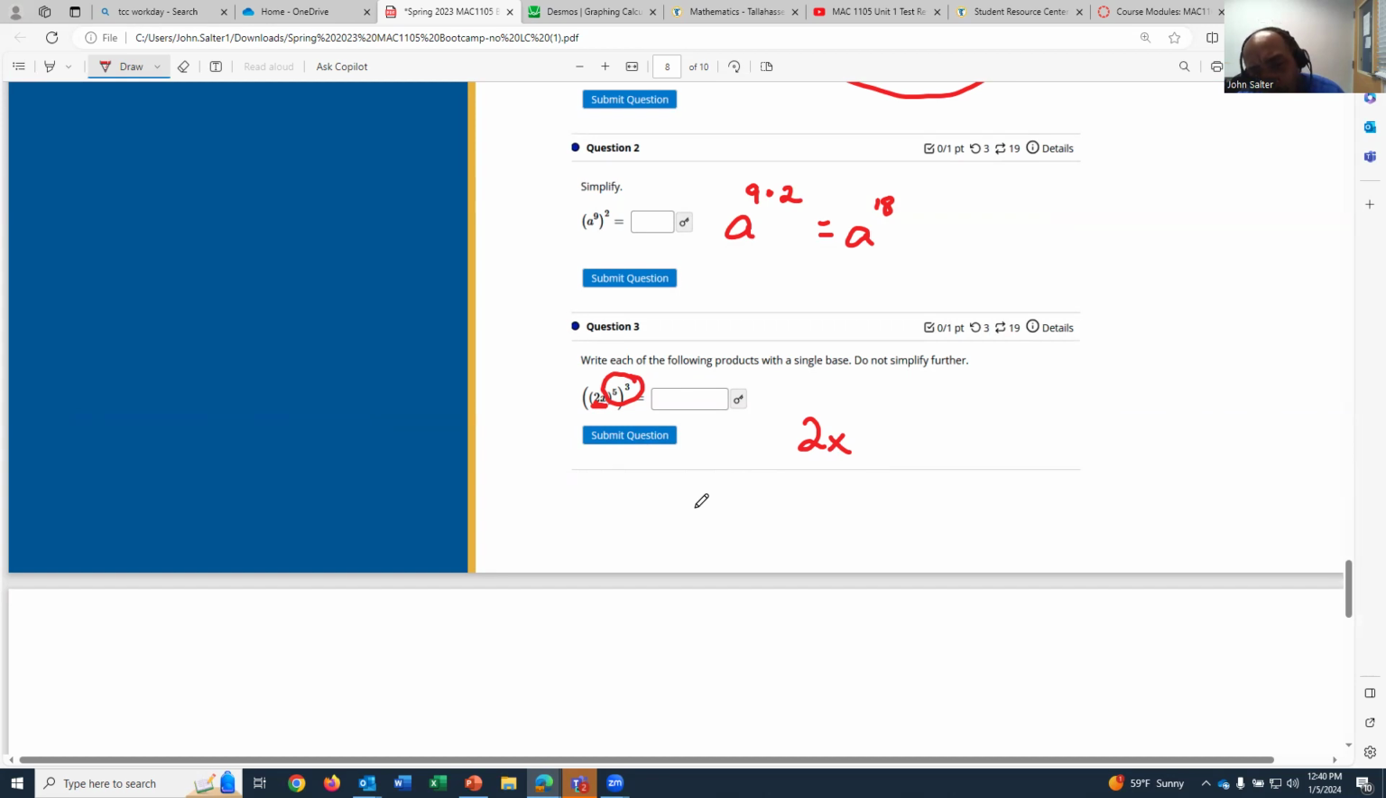What do I do when I have a power raised to a power? Multiply. And what is 5 times 3? 15. Boom. Done. Finished. Game over. And yes, I would need to leave the parentheses because this 15 applies to the x and the 2. So I would still need to leave those parentheses. Okay. And I'm going to stop right there because it asked me very specifically to not simplify any further. Cool. I won't. I promise.